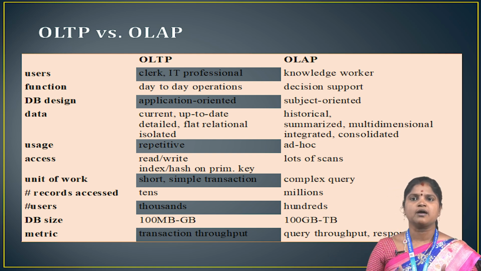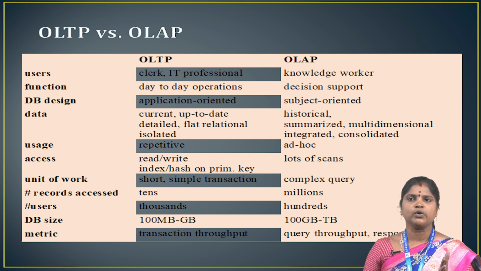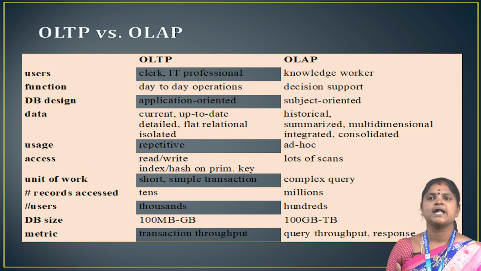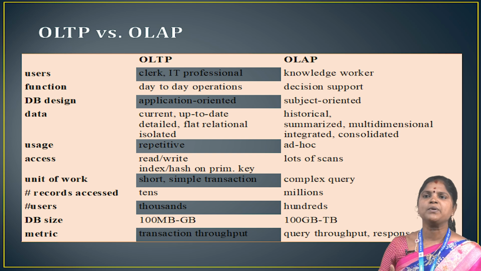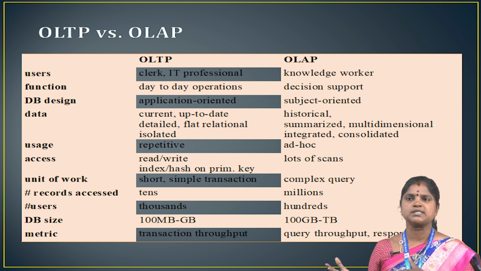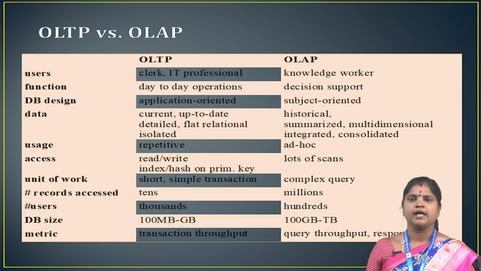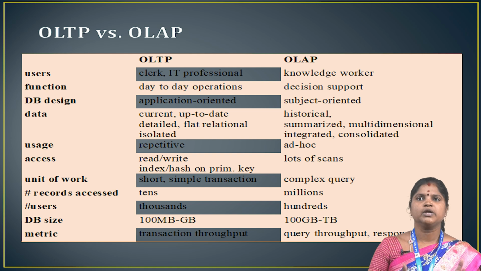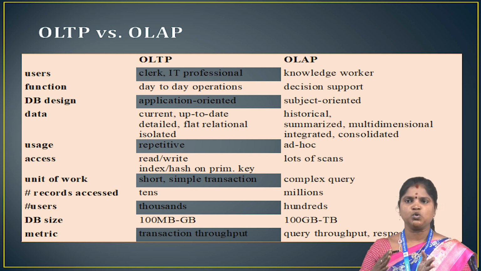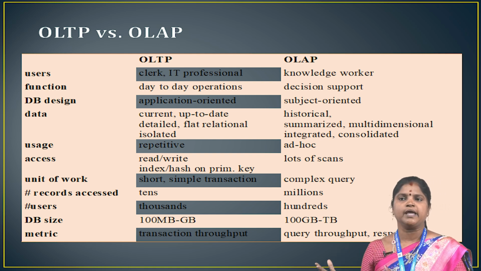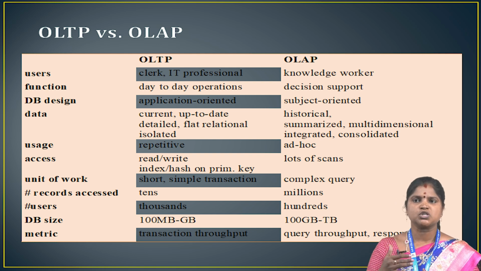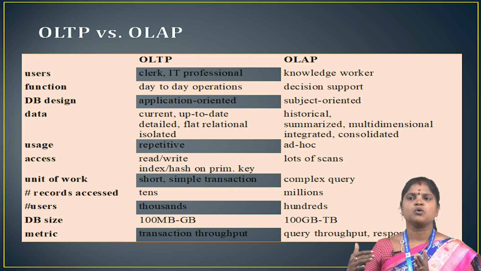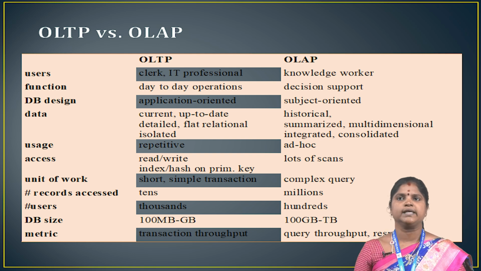Unit of work, records accessed: in OLTP, short, simple transactions, and thousands to tens of records. In OLAP, complex queries, and millions to hundreds of records. Database size: in OLTP, 100 MB to GB; in OLAP, 100 GB to TB. Metric: transaction throughput in OLTP, and query throughput and response time in OLAP.